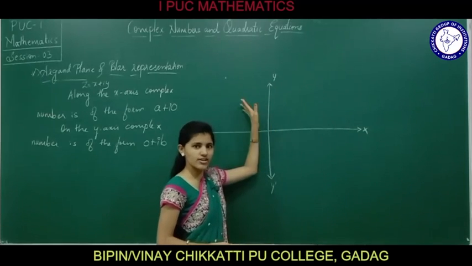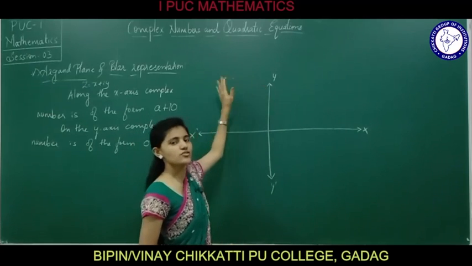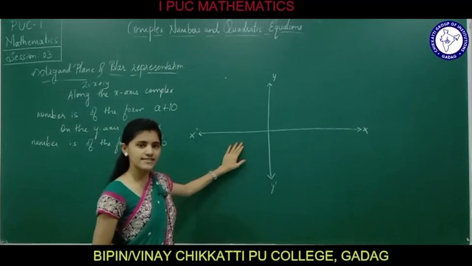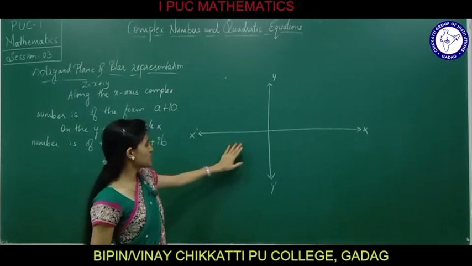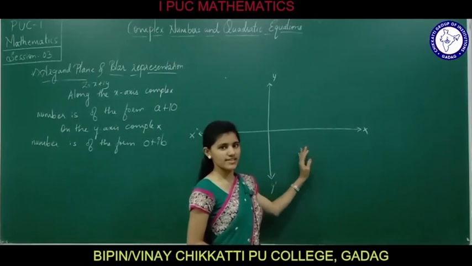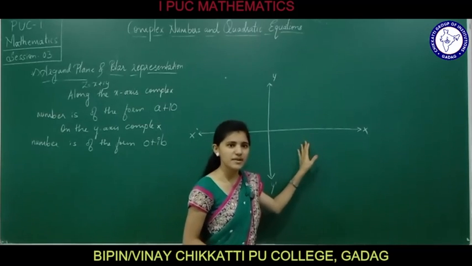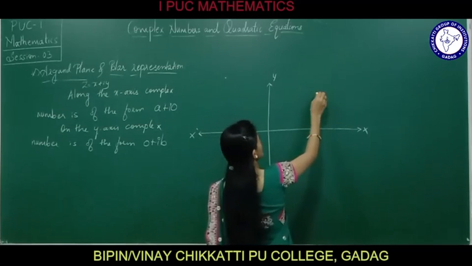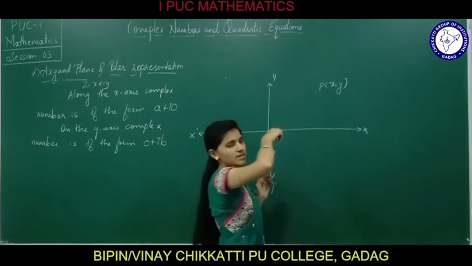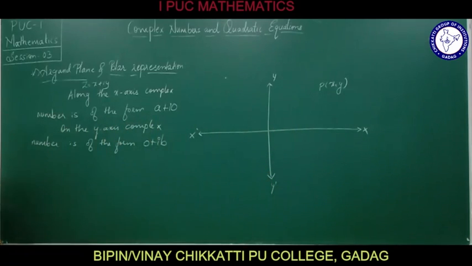Then what about the second quadrant? If x is negative and y is positive, it is going to be represented in the second quadrant. If both x and y are negative, then they are going to be represented in the third quadrant. And if x is positive and y is negative, that is represented in the fourth quadrant, represented by the point P of x comma y.